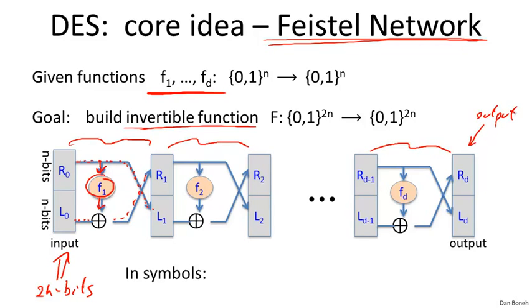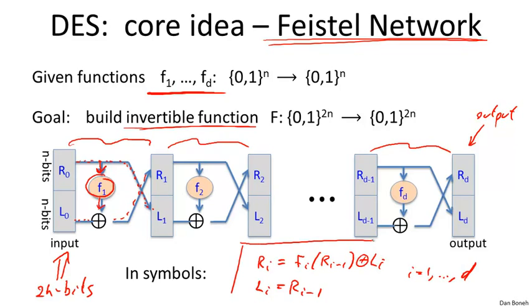Okay, so if you like, we can write this in symbols, that basically Li is simply equal to Ri minus 1, and Ri, let's see, that's the more complicated one, Ri is equal, well, let's just follow the lines here, Ri is just equal to Fi applied to Ri minus 1, XOR Li. And this is basically i goes from 1 to d. So this is the equation that defines a Feistel network mapping a 2n-bit input to 2n-bit output.